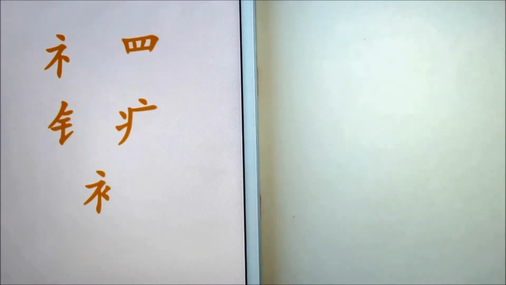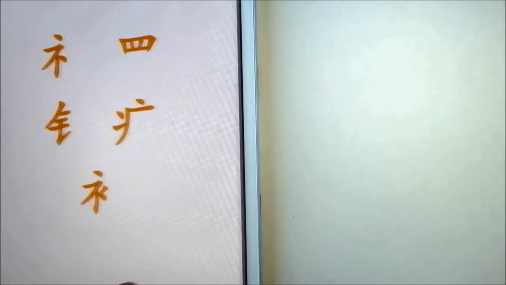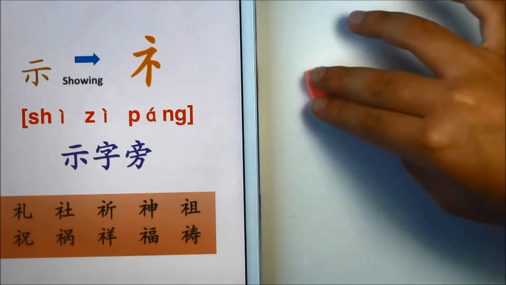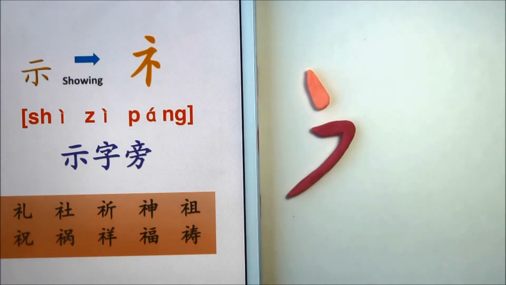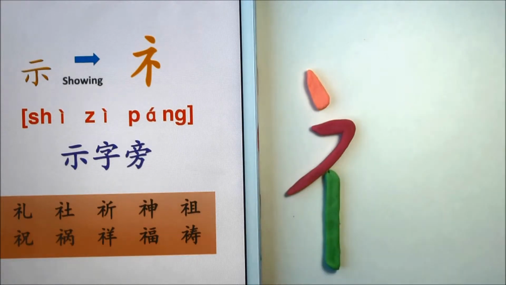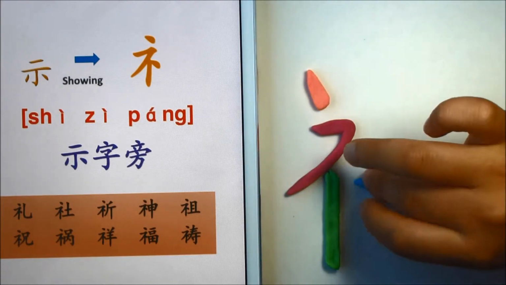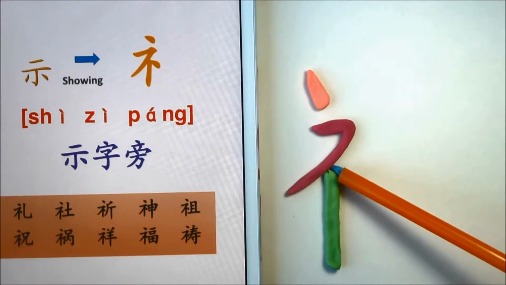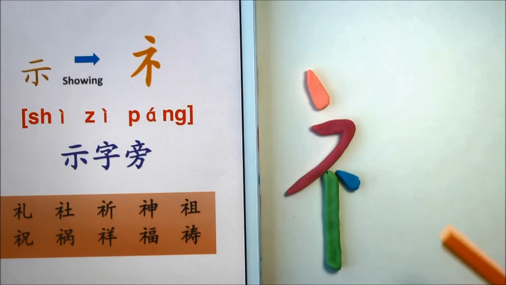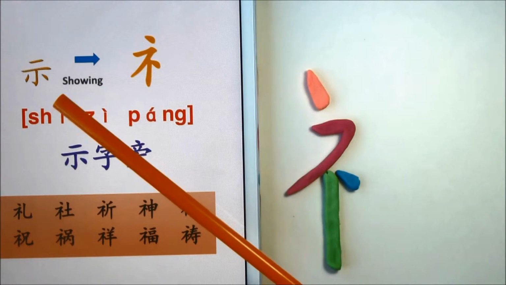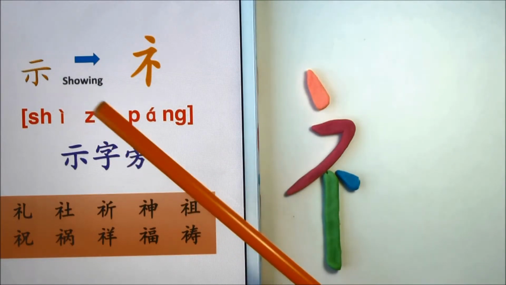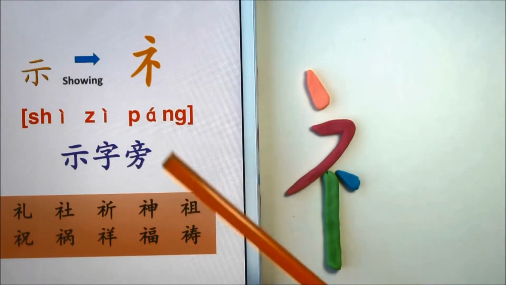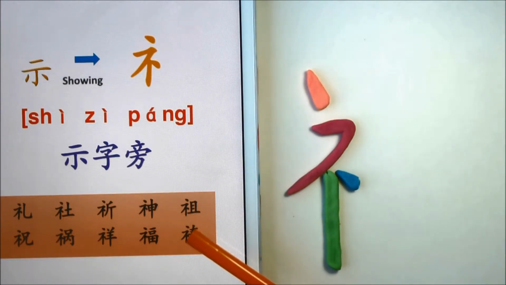In this lesson, we'll be studying these 5 radicals. For the first radical, we use a dot, a stroke that looks like this, a vertical stroke, finally a small dot. This radical is called 士字旁, comes from the character 士, which means showing. This radical is often at the left of a character. Here are some examples of that.